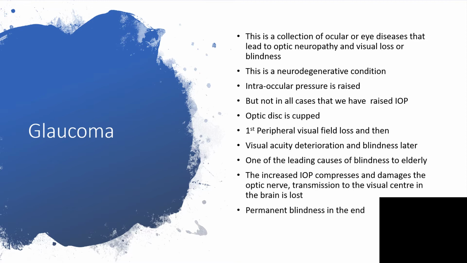The increase in intraocular pressure will compress and damage the optic nerve. And when the optic nerve is damaged, transmission to the visual center in the brain is lost. If this situation is not curbed, not put under check on time, there will be permanent blindness in the individual. Permanent blindness.